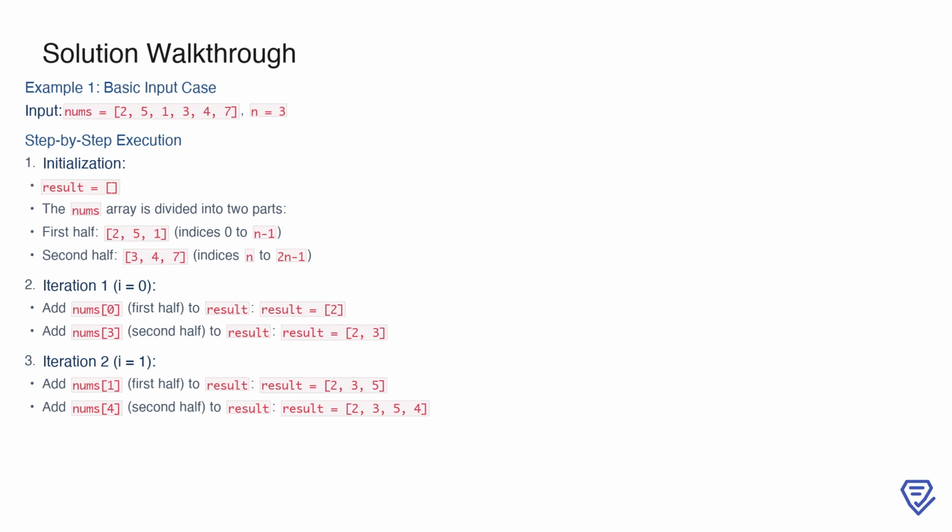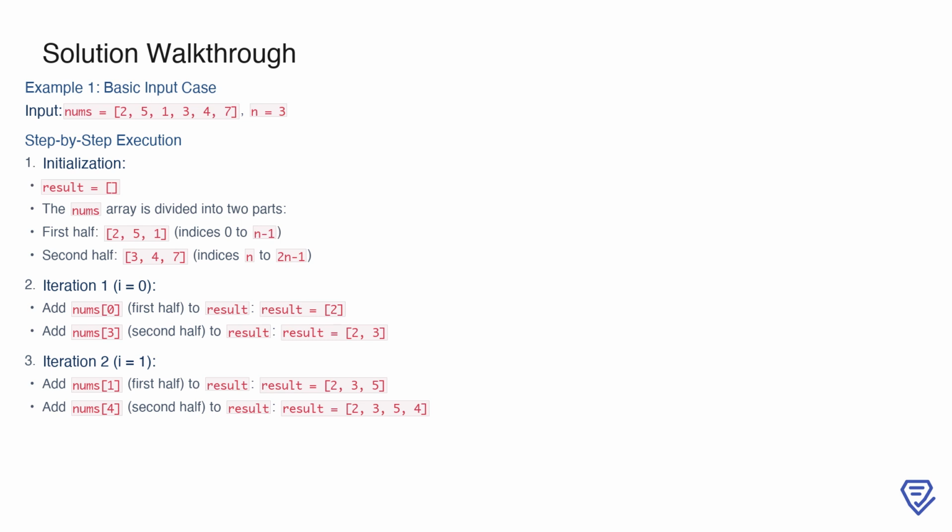Now, we start the iteration process. In the first iteration, when i equals 0, we add the first element from the first half, nums[0], which is 2, to the result. Then, we add the first element from the second half, nums[3], which is 3. Our result becomes [2, 3].